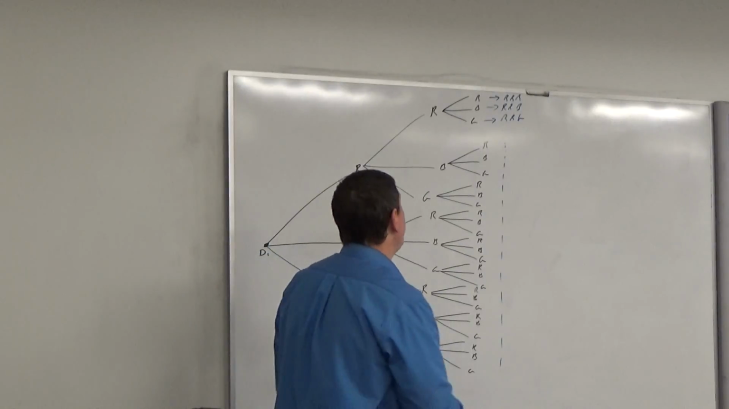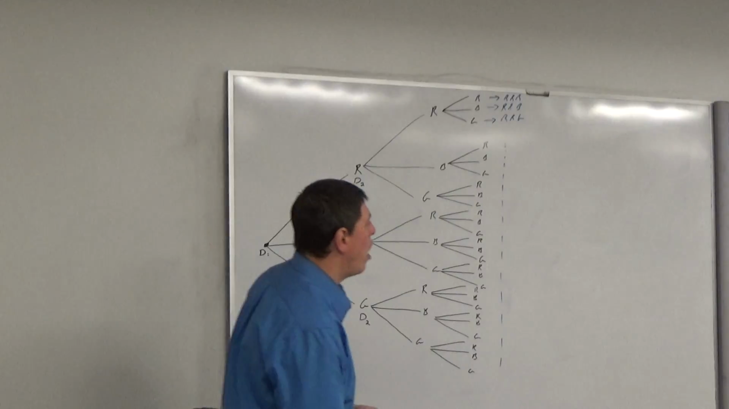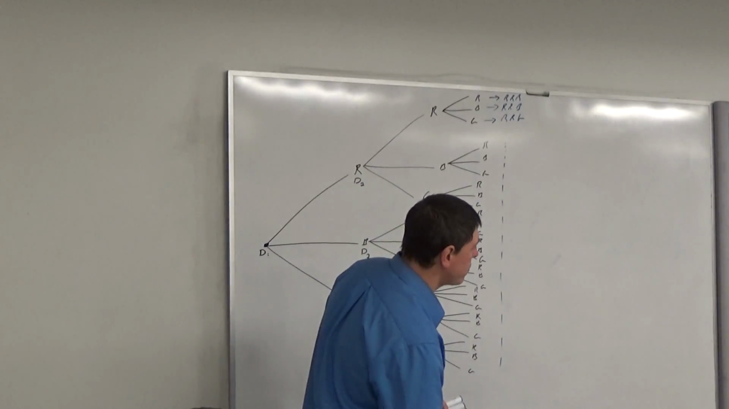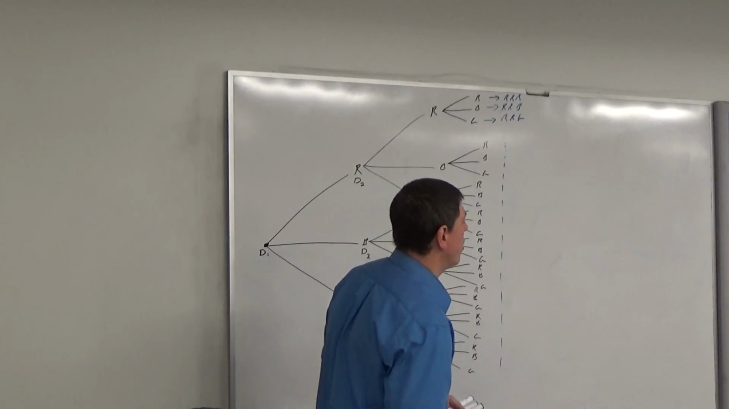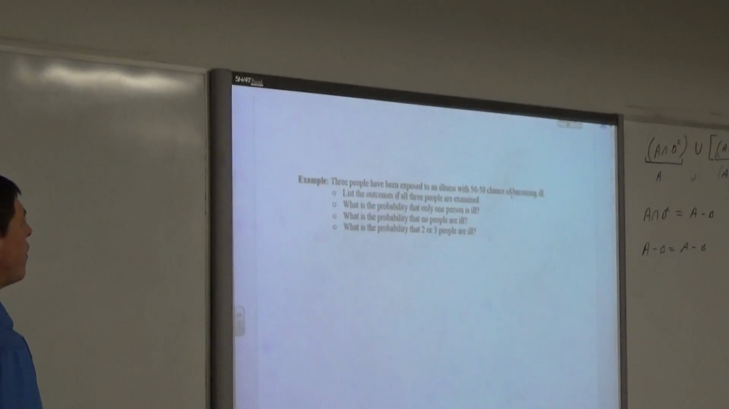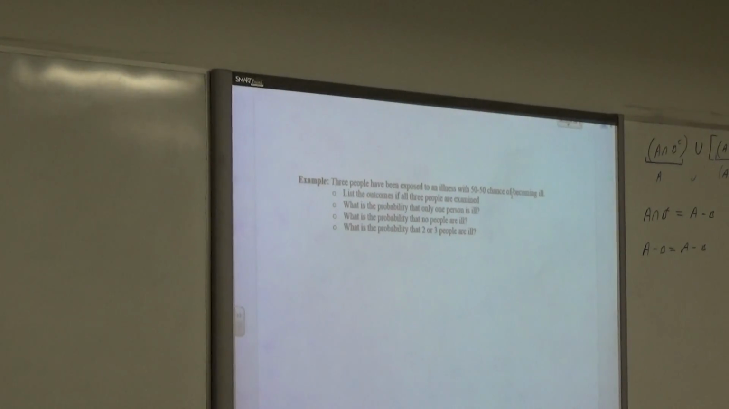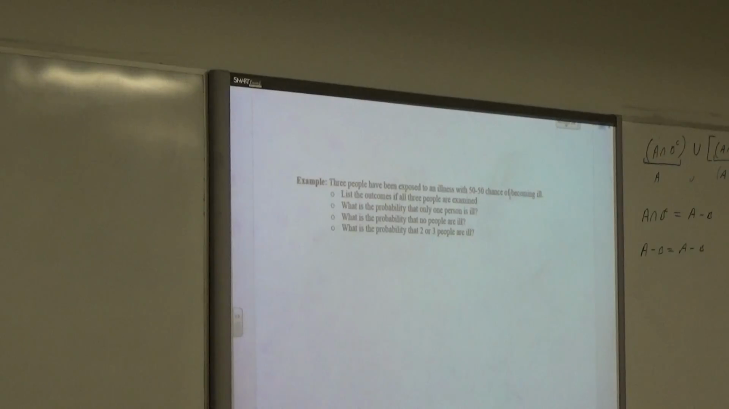Okay. So let me show you guys an example as to why this thing would ever be useful. So another question I have here, and this can relate itself to probability a little bit. 3 people have been exposed to an illness with a 50-50 chance of becoming ill. First of all, we want to list all the outcomes if all 3 people are examined. So, what are the possible outcomes that could occur from this, guys? If a person's looked at, he is either ill or well, right? Either sick or not sick.